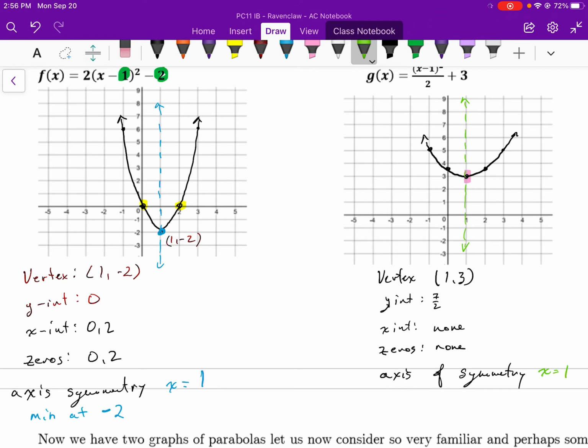Last but not least, this graph. Does it have a maximum? No, this graph goes up and up and forever. So it doesn't have a defined maximum, but it has a minimum. So we would say minimum at, and we take a look at that y value right there. We know the vertex happens at (1, 3), so we would have a minimum at 3.